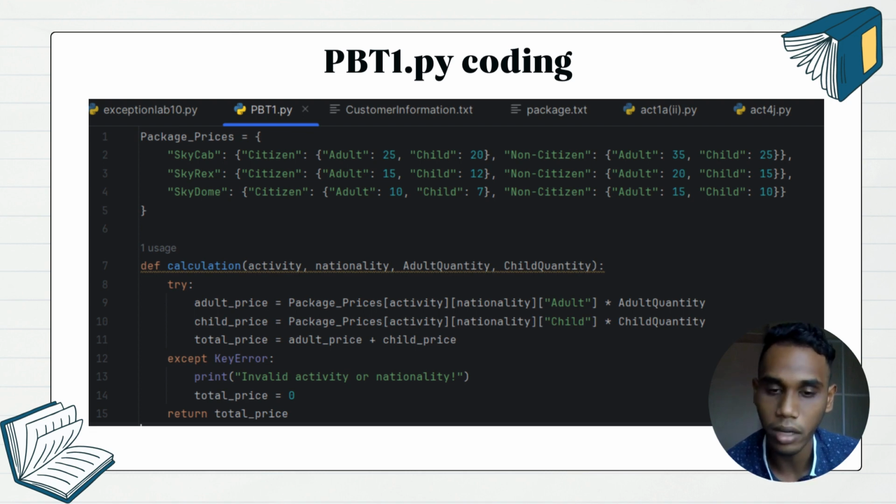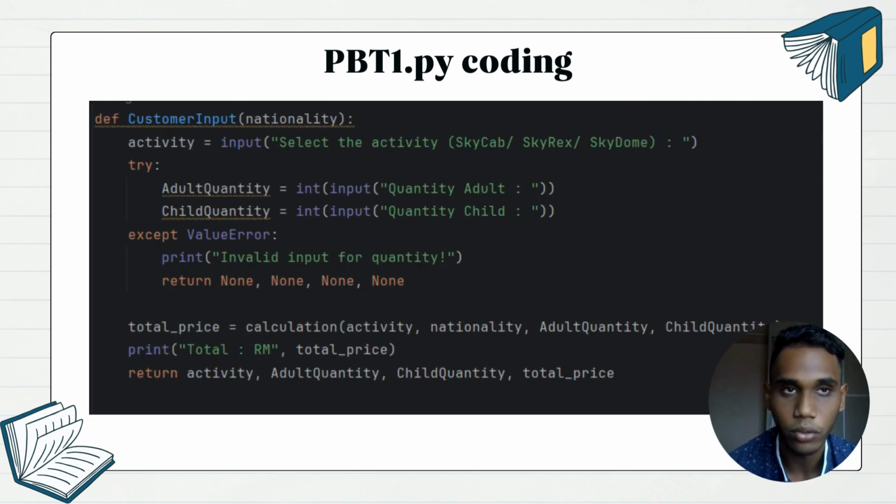Then we have a function here. Our function is called the calculation function. This function calculates the total price for the given activity package, taking into account the user's nationality, the quantity of adult and child tickets selected, and the prices from the package prices dictionary up there. Then we have also implemented exception handling to catch KeyError in case of wrong input of nationality or activity.